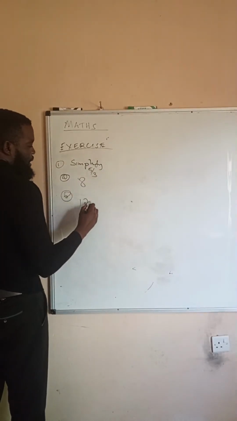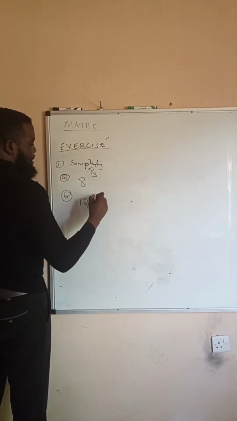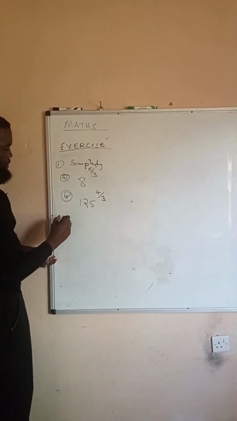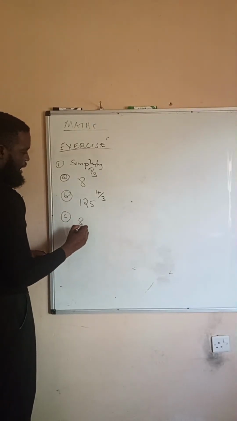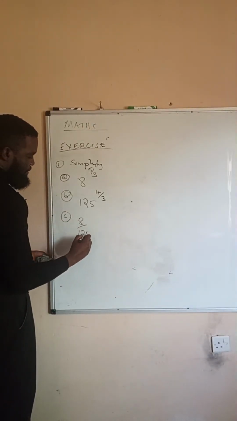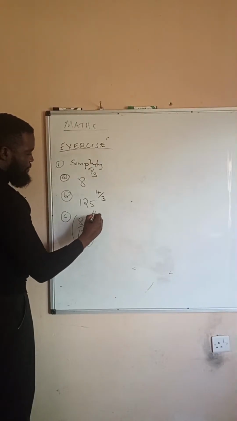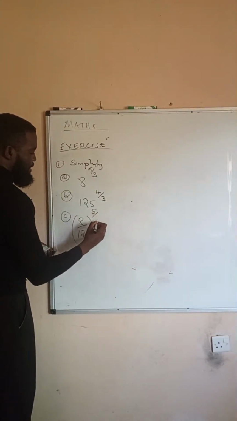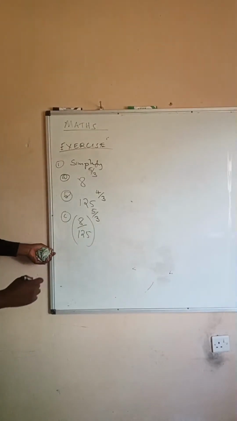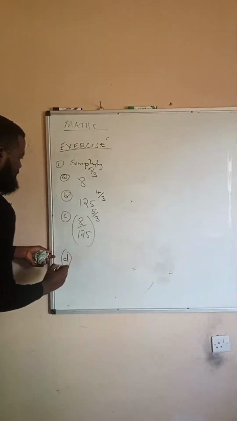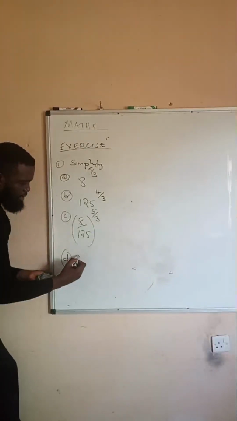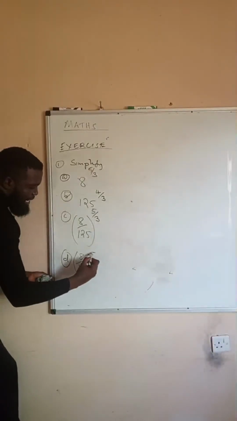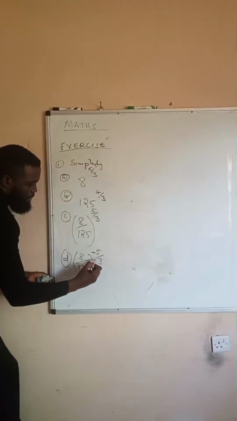B. 125 to the power 4 over 3. Okay? That is B. C. 8 over 125 to the power 4, all to the power 5 over 3. Okay? A, B, C, D. The same question, 8 over 125 to the power negative 5 over 3.